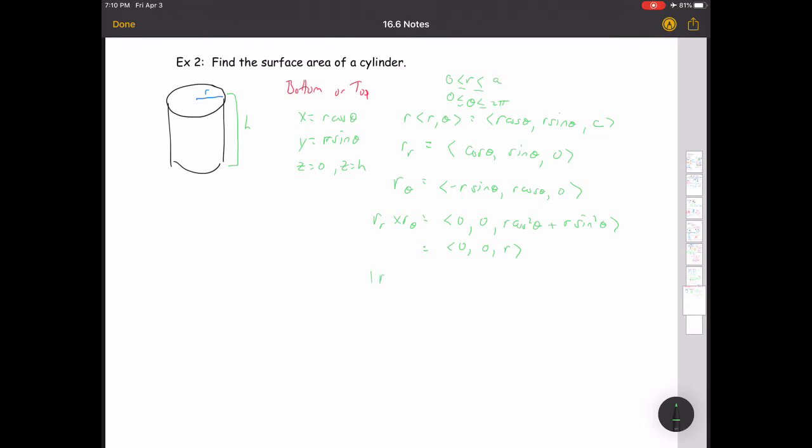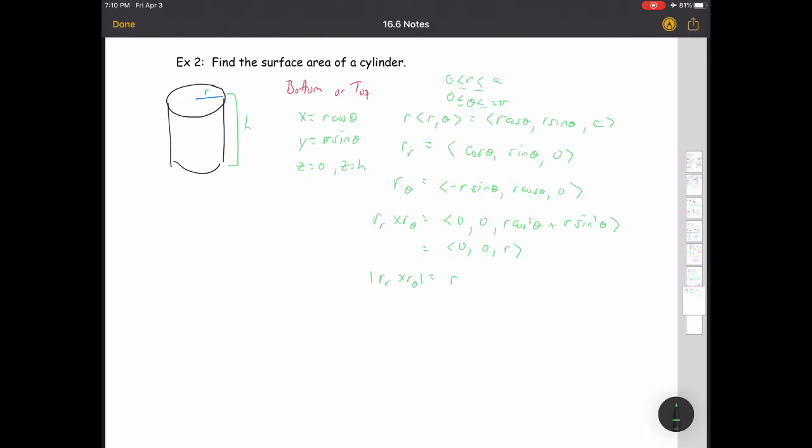So the magnitude of r sub r cross r sub theta is each one of those pieces squared. Well, 0 squared plus 0 squared plus r squared, take the square root of that and you just get r. I did not write that one out. Hopefully you guys can see that one.